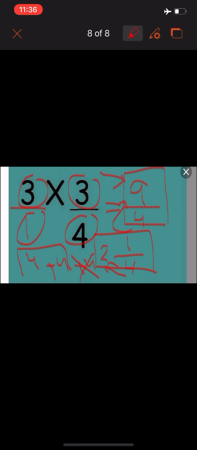Done? So the idea here is to multiply the numerators together and denominators together, and you just have to find the lowest term or simplify the last answer if you have an improper fraction.